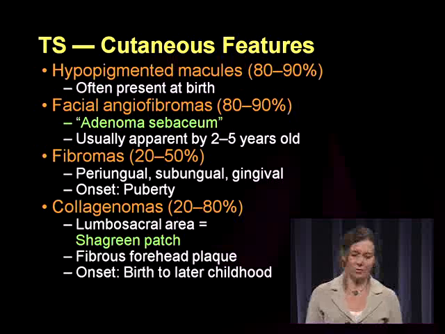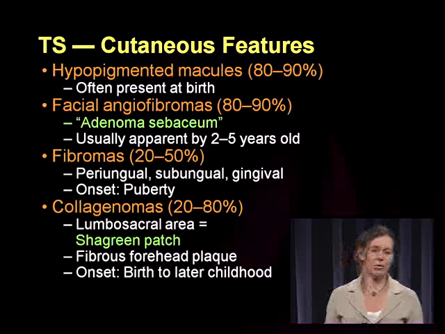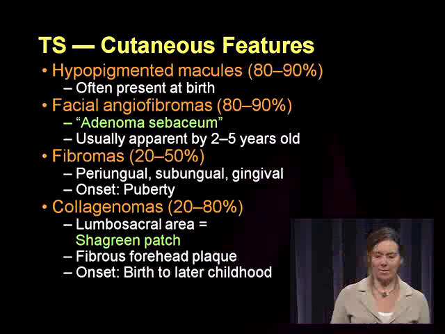The least common skin finding is the fibromas, and these are periungual, so fibromas around the nails or underneath the fingernails or toenails, and often gingival fibromas. And their typical onset is during puberty, so they're not terribly helpful in making an early diagnosis of TS. And then the collagenomas vary greatly in what literature you read, occurring in somewhere between 20 and 80%. These vary also in when they present. They can be present at birth, but sometimes they won't be noticeable until later childhood.